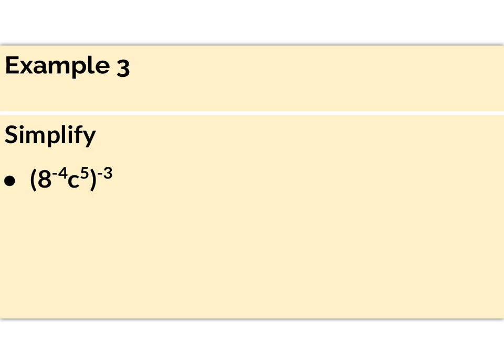Let's look at example 3. So now, same thing as before. We multiply the -3 to both terms, and be careful when doing this. So -4 times -3 is 12, so 8 to the 12th. Times c, 5 times 3 is 15, -15. And now this becomes simplified, 8 to the 12th power over c to the 15th.